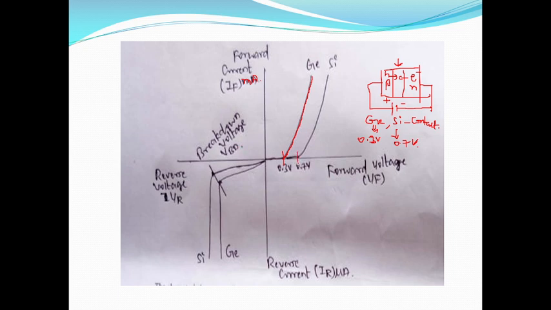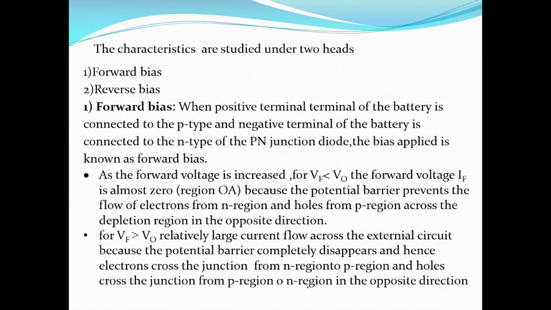For silicon, the contact potential is 0.7 volts. It means after 0.7 volts, as the voltage increases, the current also increases. Now this is the case for forward bias. So what is this potential? We can call this potential the cutoff voltage, or otherwise the contact potential.